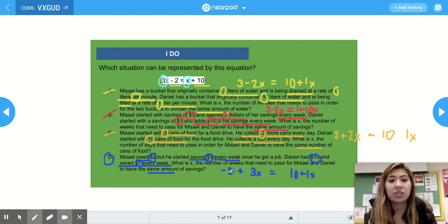And it's equivalent because if we switch around -2 plus 3x, we would get 3x minus 2 is equal to, if we switch around the 10 plus 1x, we'd get 1x plus 1. And that is our equation given to us.